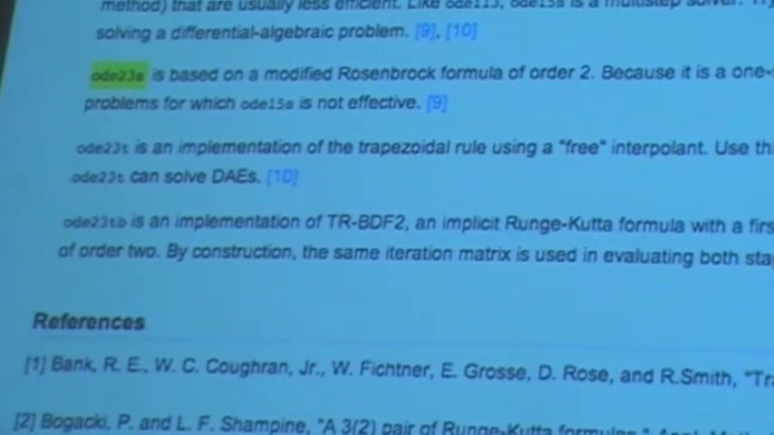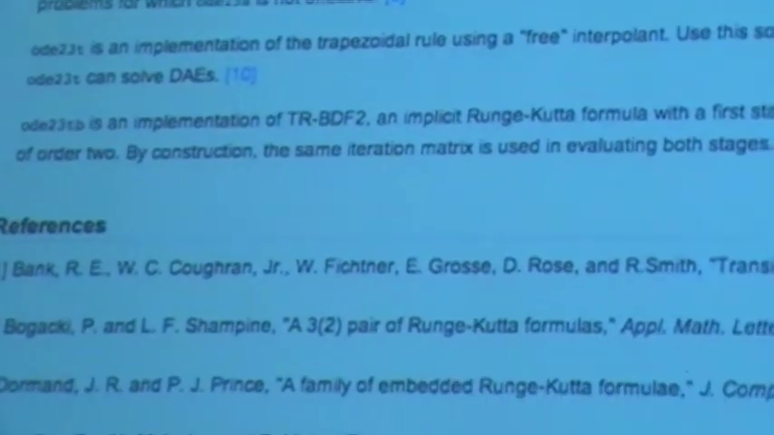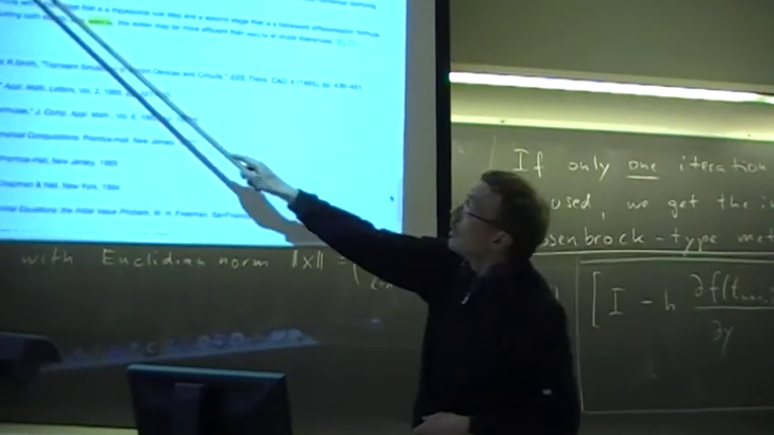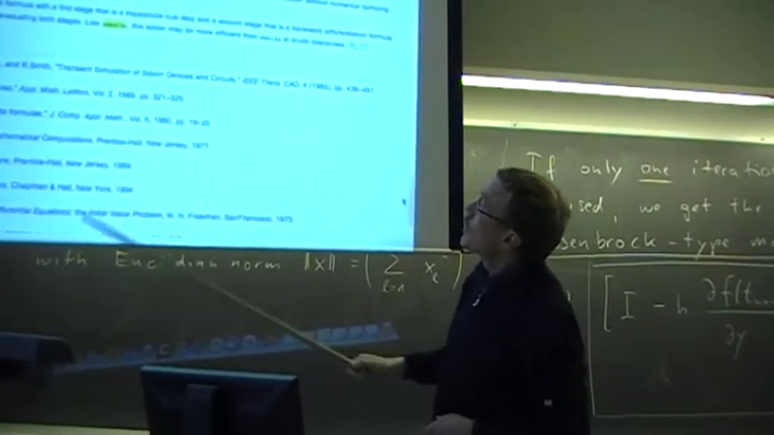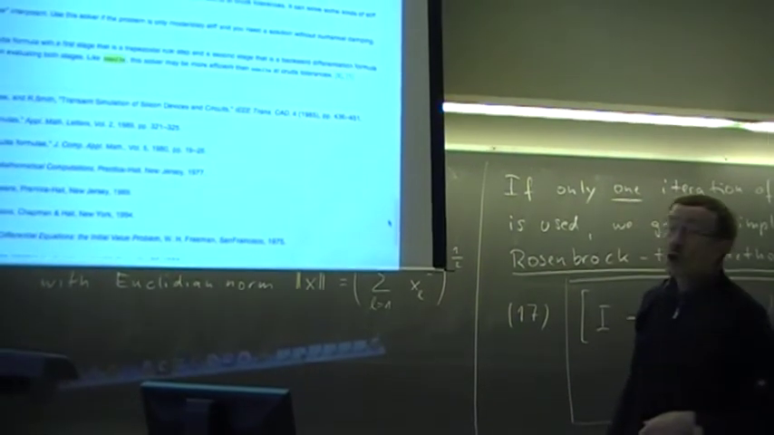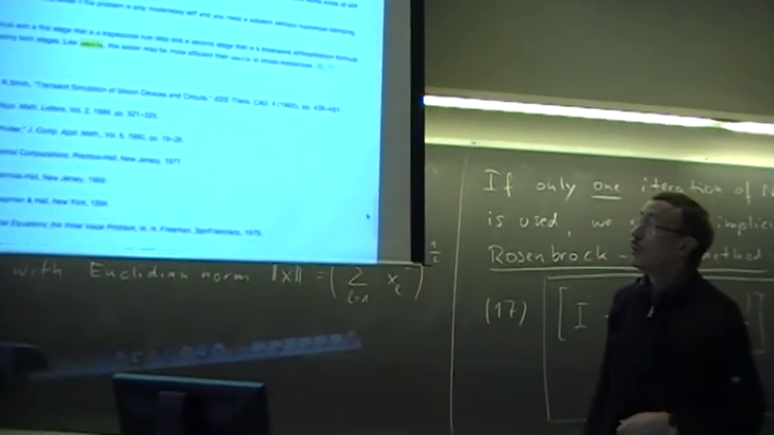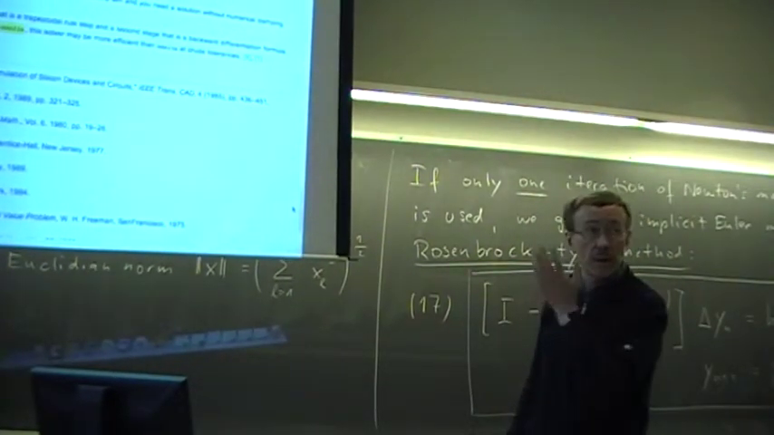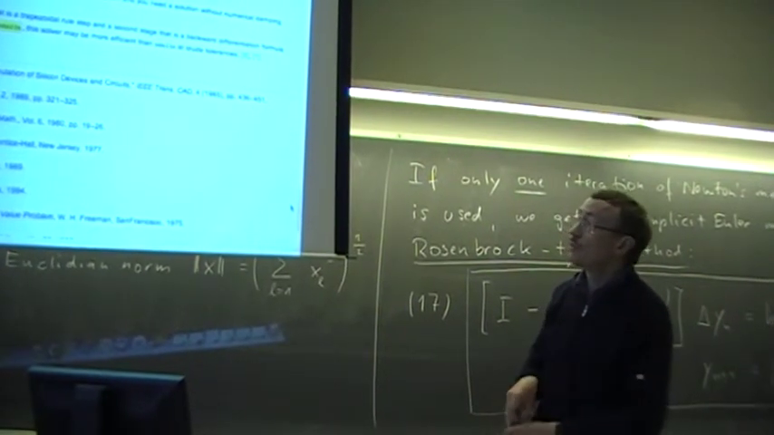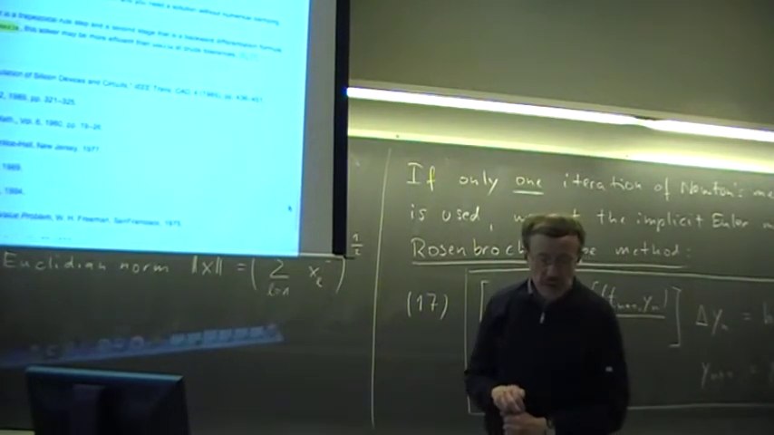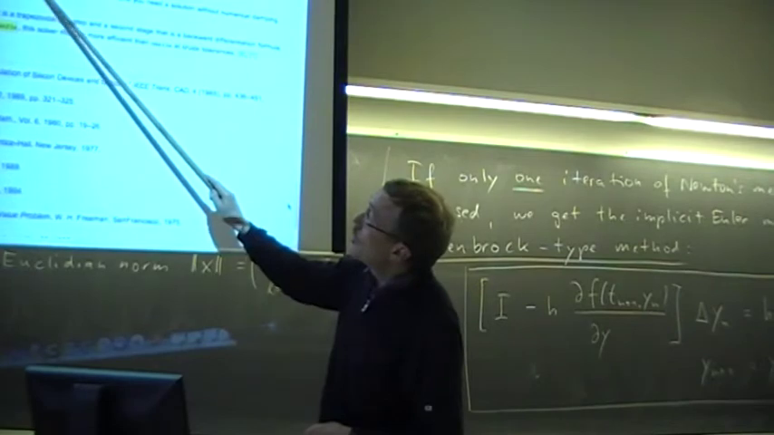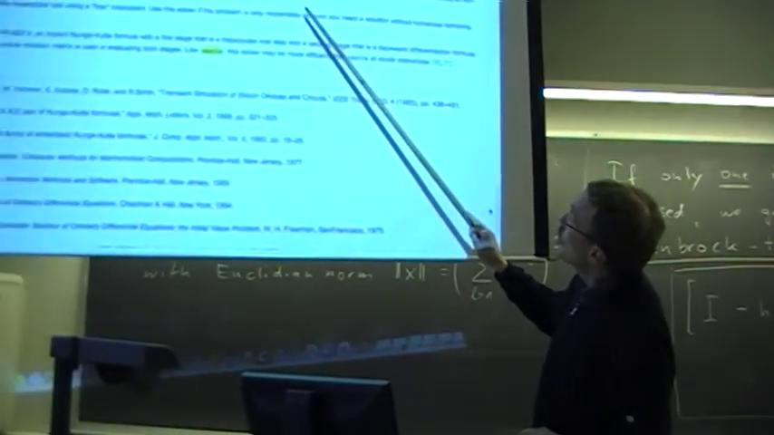And so it is based on the idea that we discussed here, doing just one iteration of Newton's method to solve a nonlinear system in each time step, but it is of order 2. And they say here it is a one-step solver, so apparently they don't use the BDF2 here, but they use some other method. I didn't look into the details, but there are other possibilities to get second order. So that is the ODE23s.